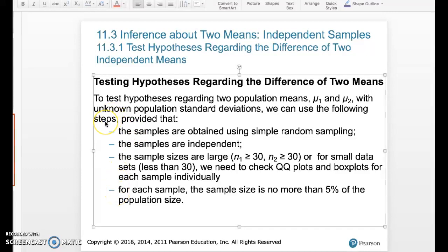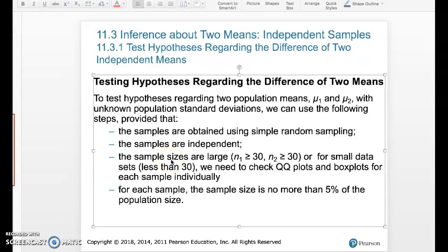So the following steps on the next few slides are going to be our steps 1 through 5, the same exact steps we've seen in chapters 10 and 11 up to this point. The conditions are going to be what's different. The first condition, the samples are obtained using simple random sampling. We don't want to have a convenient sample. We don't want to have cherry-picked data. Point 2, the samples are independent. Another way to say this is the data is not paired. Sample 1 does not dictate who is in sample 2.